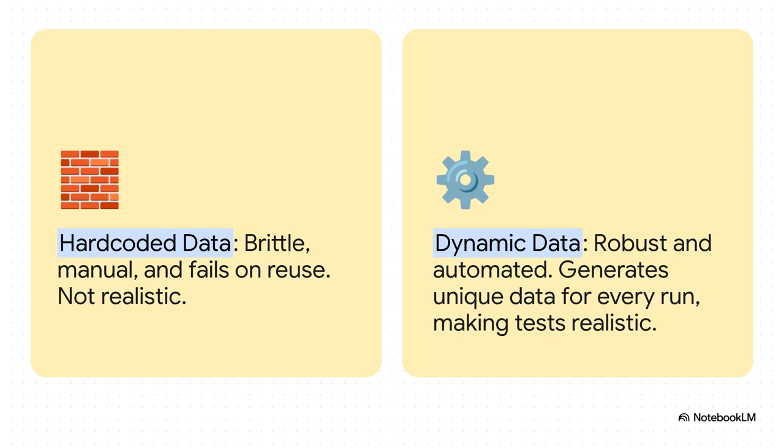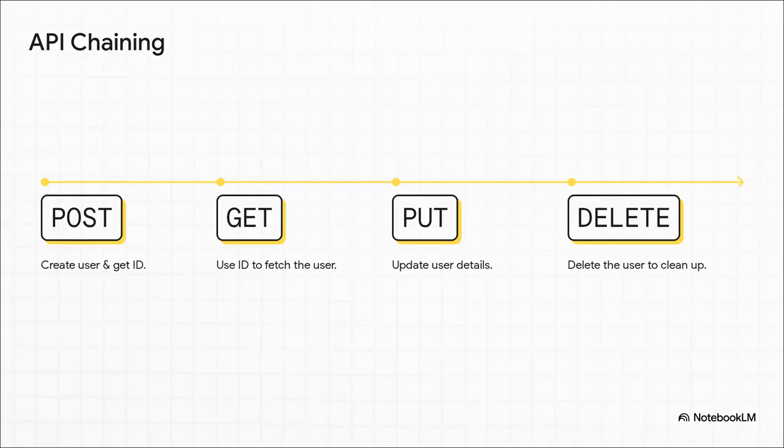It fails because that user already exists. The modern way is to use scripts to generate dynamic, random data for every single run. This makes your test so much more robust and, frankly, way more realistic. So now we can connect these dynamic requests together. It's a process called API chaining, and it lets us simulate a full user's journey.